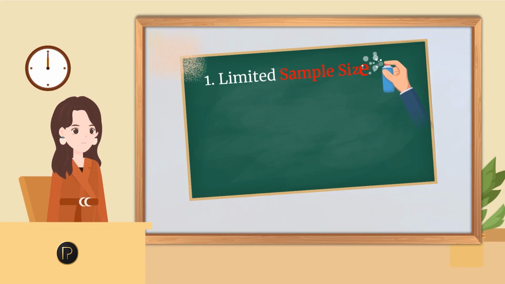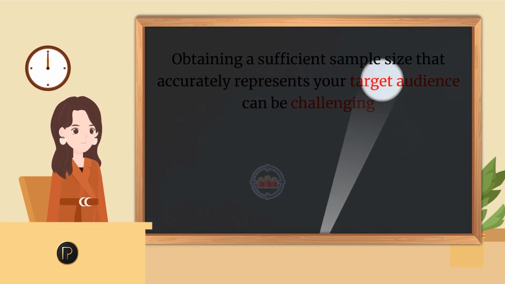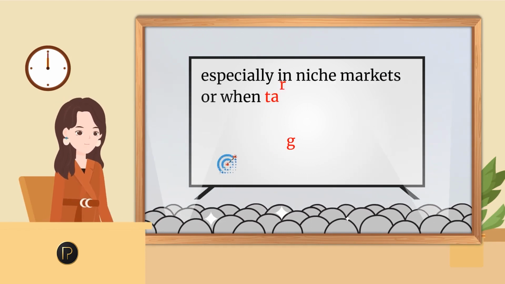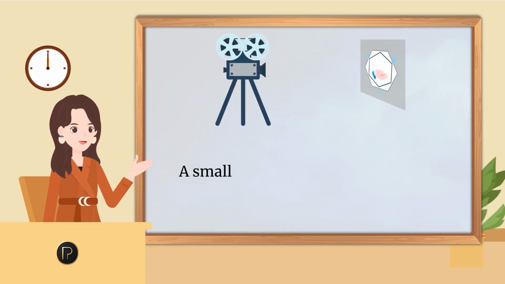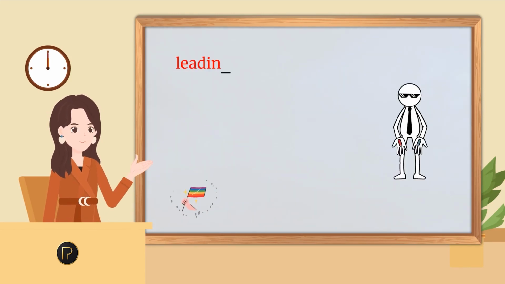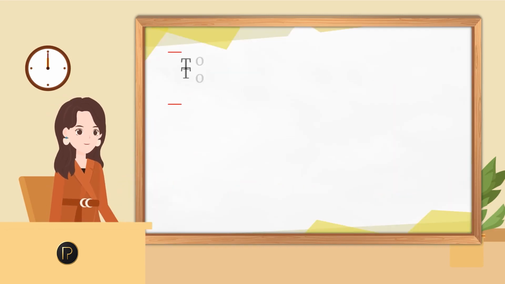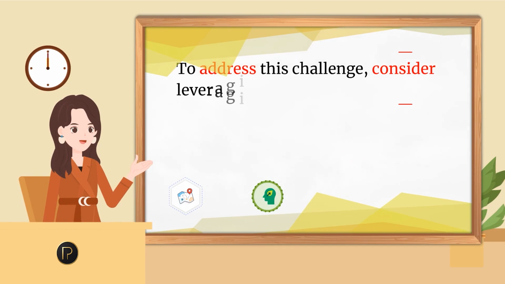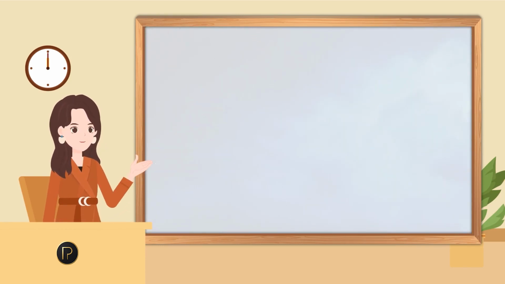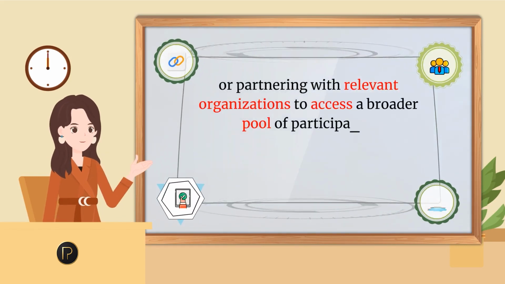1. Limited sample size. Obtaining a sufficient sample size that accurately represents your target audience can be challenging, especially in niche markets or when targeting specific demographics. A small sample size may not provide statistically significant results, leading to unreliable conclusions about your audience's preferences and behaviors. To address this challenge, consider leveraging multiple data sources, employing diverse recruitment strategies, or partnering with relevant organizations to access a broader pool of participants.